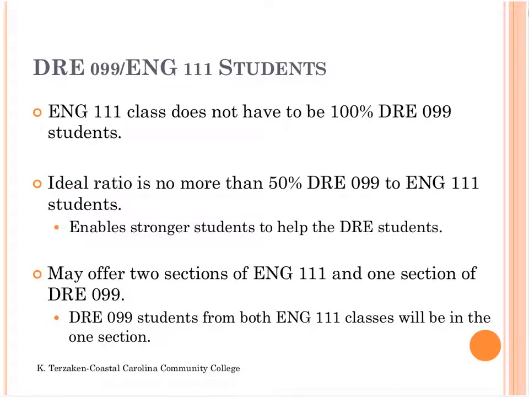Well, then you might say, okay, say I have 10 or 11 DRE 99 students. My administration won't let me run a section with those numbers. Well, you might offer 2 sections of 111, and then the DRE 99 students from both of those sections could come together in one class on Tuesday and Thursday. That way, you have a full class for your DRE 99, you have 2 full classes for English 111, your numbers are okay, you're still giving those students the support that they need.